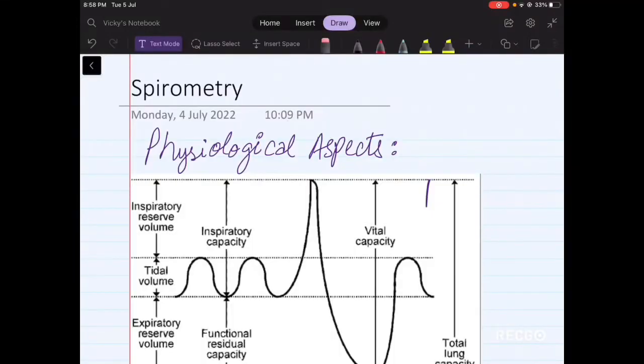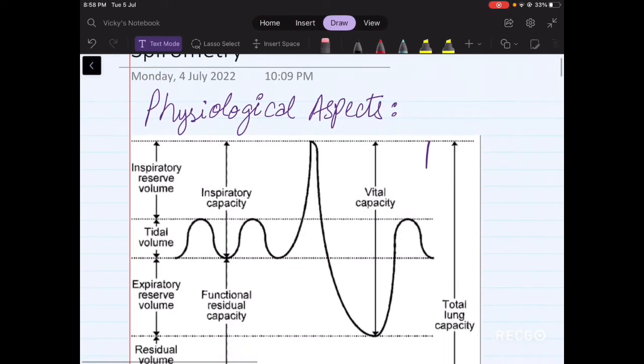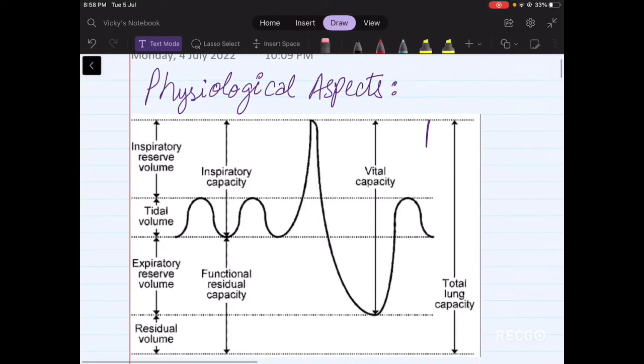Hello, good evening everyone. Today we will be talking about spirometry. Before going into the details of spirometry, we will see about the physiological aspects of spirometry. As we all know, normally the physiological aspects of spirometry include various volumes, and the addition of those volumes are known as capacities.